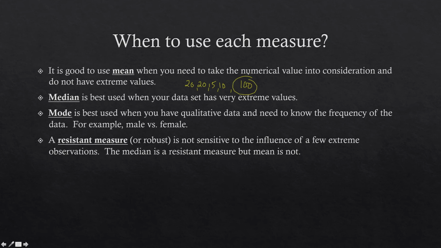Now, a resistant measure is not sensitive to the influence of extreme values. The median is a resistant measure. It doesn't matter what the extreme values are. The median is going to be the middle number of the data set. It's not going to even take into account those extreme values because they are going to be at the ends of the data set, either really low or really high. The median is going to take into consideration the middle number. Now, mean is not resistant because, as I showed you earlier, the mean does react to extreme values. Extreme values can make our mean go up or down. Okay, so keep that in mind.